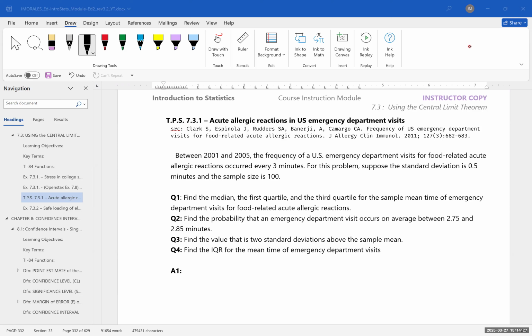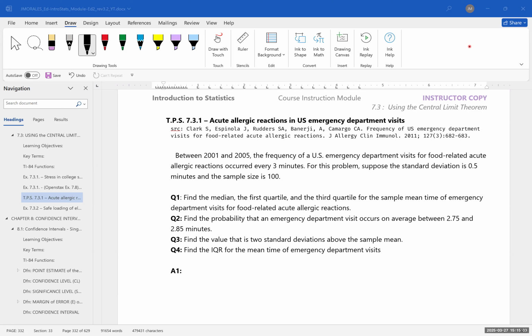This is about acute allergic reactions in U.S. emergency department visits. Between 2001 and 2005, U.S. emergency department visits for food-related acute allergic reactions occurred every 3 minutes. For this problem, suppose the standard deviation is 0.5 minutes and the sample size is 100. Question one, find the median, the first quartile, and the third quartile for the sample mean time of emergency department visits for food-related acute allergic reactions.